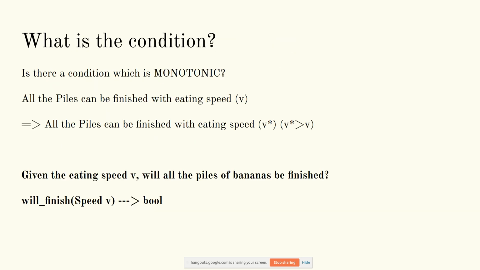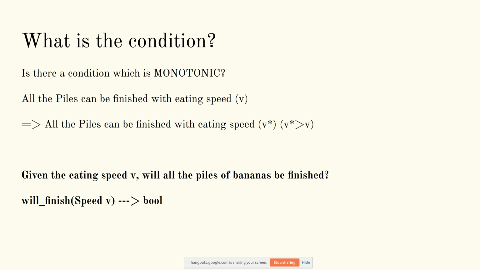Our next step is we look at the condition. So we look for a monotonic condition, and here our monotonic condition is based on a statement. Let's assume that all the piles of bananas can be finished with an eating speed V. This implies that all the piles of bananas can be finished with an eating speed V star, which is greater than the previously stated eating speed V.